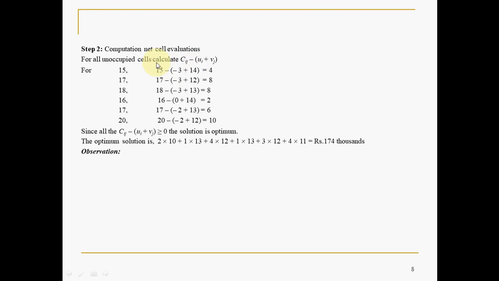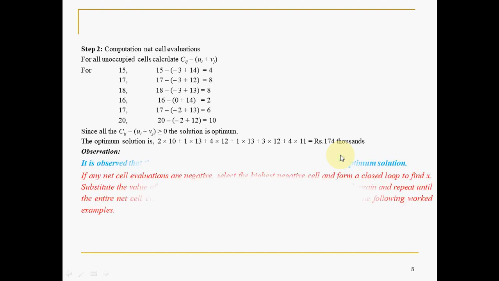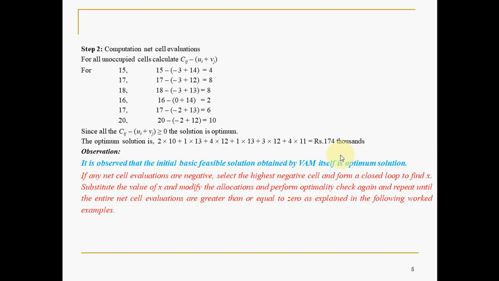That is step 1. Step 2 is computation of the net cell evaluations. Please note that this is for all unoccupied cells. Once all these values, Cij minus (ui plus vj), are greater than or equal to 0, then whatever you got is itself the optimal solution. As I have mentioned, IBFS by VAM, the initial basic feasible solution, will be very close to the optimal solution, and in some cases the IBFS obtained by VAM itself is the optimal solution. What is your observation? It is observed that the initial basic feasible solution obtained by VAM itself is the optimum solution.